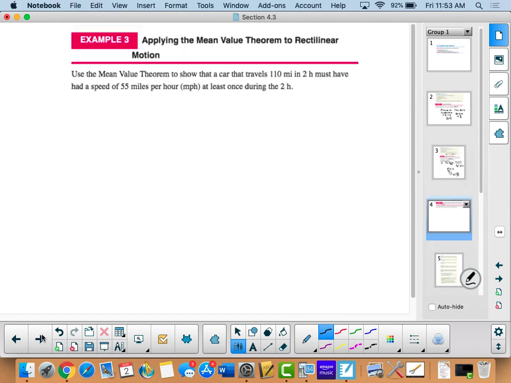Here we can use the mean value theorem to show that a car must have hit a certain speed. So here we're talking about distance and time. So if we do f of b minus f of a, our distance is 110 and 0. And then our time is, we went 2 hours to go 110 miles, 0 hours to go to 0. This gives us 55 miles per hour. So that shows us that the car had to have that speed at some point in that 0 to 2 hour interval.